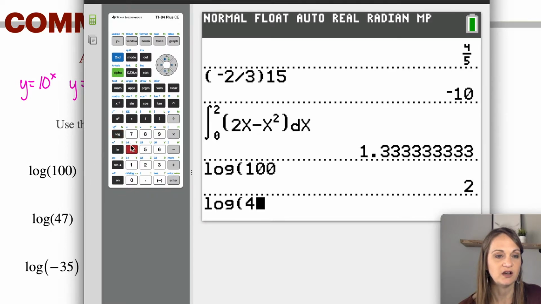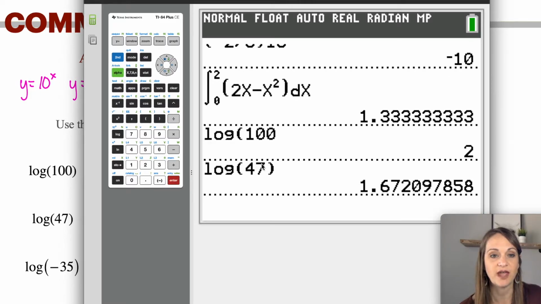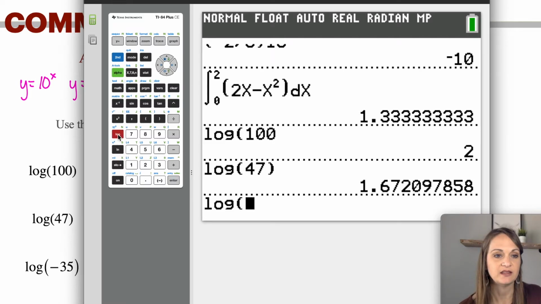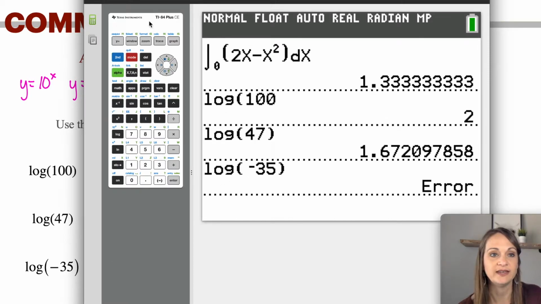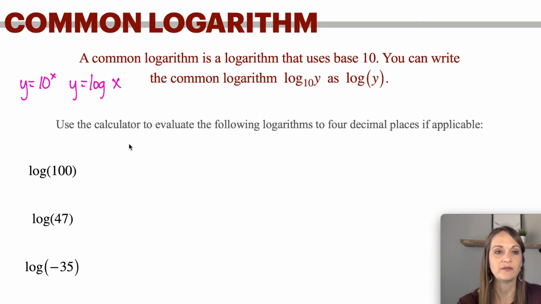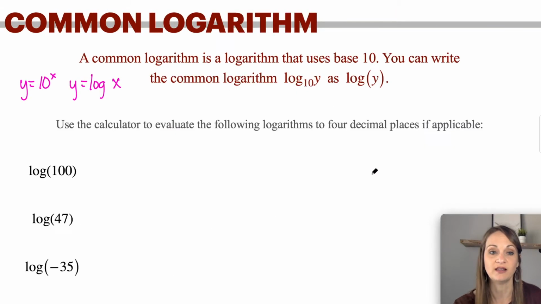Log of 47, so you hit log 47. You don't have to close the parentheses here. You will at other times, so it's a good habit to have. It would be 1.67. And then log of -35 is actually going to be a non-real answer. So you actually cannot have the log of a negative number. Negative numbers are over on the left-hand side of the x-axis. You cannot put a negative number into a log. It is only positive numbers that are allowed.